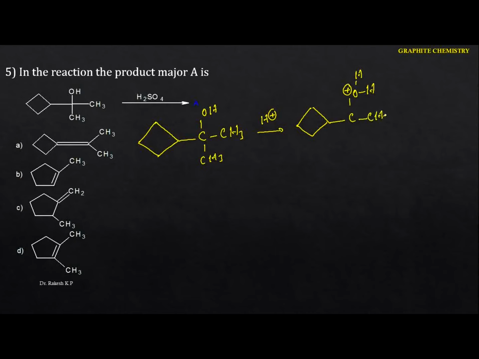Now see the next step, which is the formation of the carbocation. That means the water leaves. I'm going to write the carbocation here. So here this is the C plus, and here it is CH3, and here also CH3.